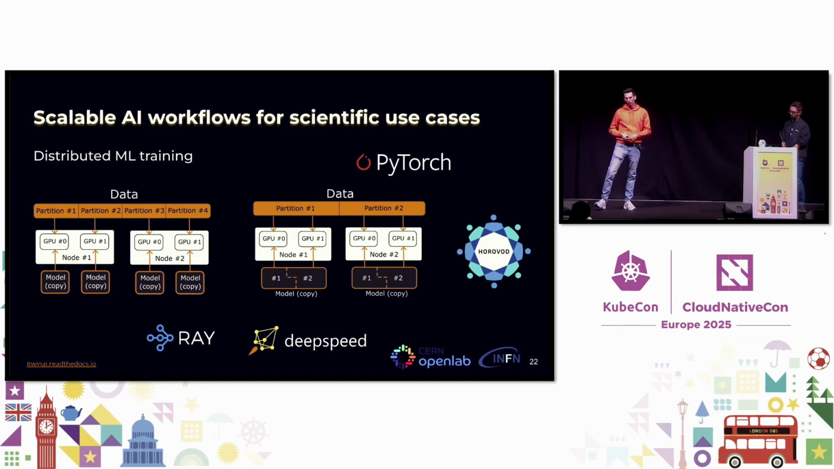On the other hand, we can also support model parallel and hybrid model parallel and data parallel training, which is the image on the right. In this case, the model is too large to fit on a single GPU, which is pretty common nowadays for very large language models or transformer-based models. So in this case, the model is distributed over multiple GPUs. And to do this, we rely on popular frameworks such as PyTorch, Horovod, Ray, and DeepSpeed.